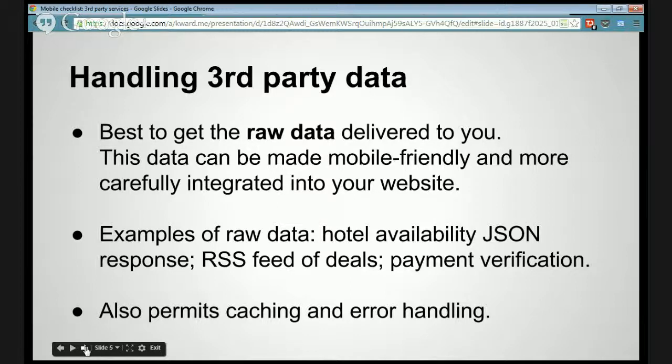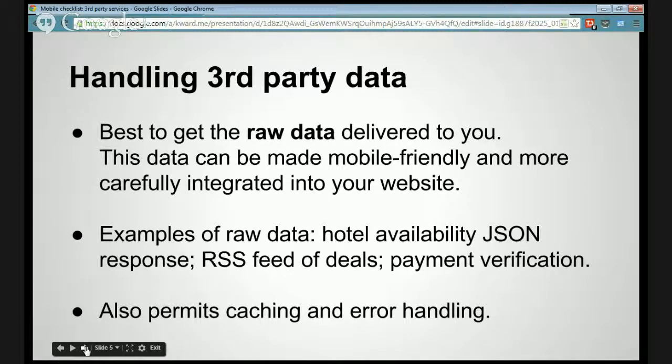a hotel, a RSS feed of special deals from which you can extract and display the title, description, and photo of the deal, and a payment verification from PayPal confirming that the customer's account has been charged. Some other advantages of having the data in raw format is that it allows for easier caching, and therefore faster access, and better error handling.